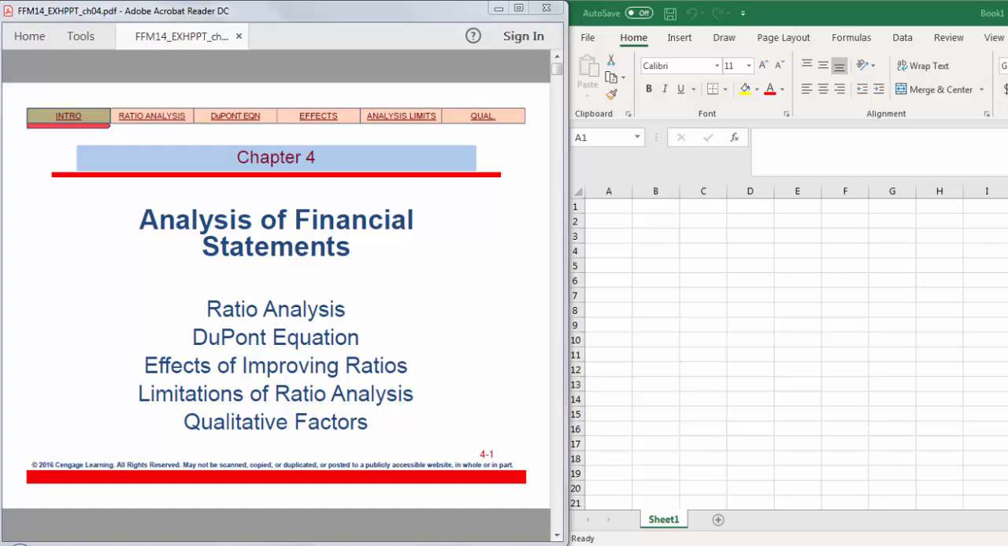We'll also look at the concept of DuPont equation and how it is used in understanding efficiency levels for production, and also specifically in terms of the financial performance of a firm. And then we look at the effects of improving ratios, general discussion of how to best use the ratios and limitation of ratio analysis, and then qualitative factors.